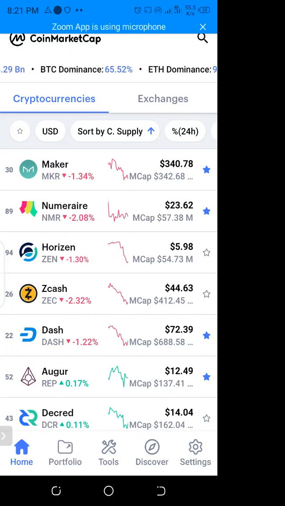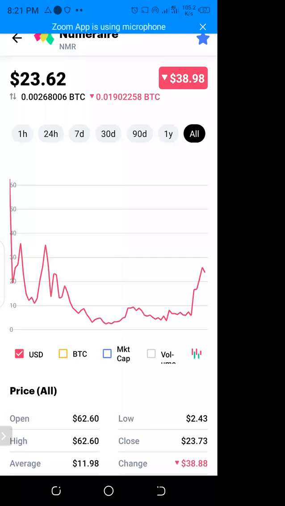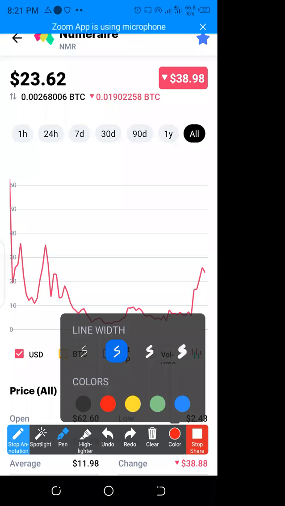Number two, let me open a particular coin. Let me search for Numeraire. I think you can see it.